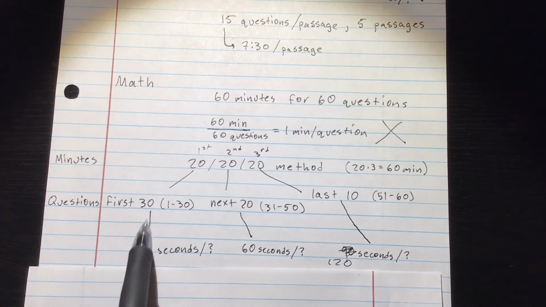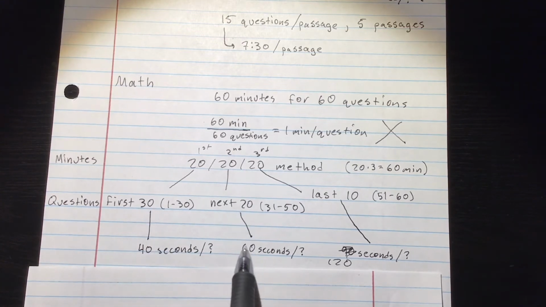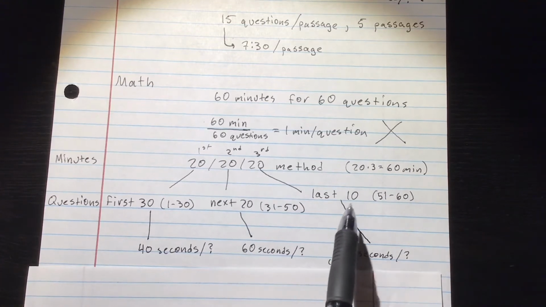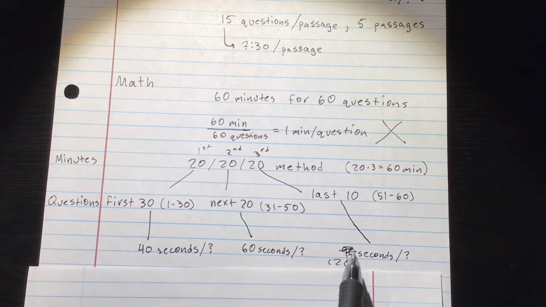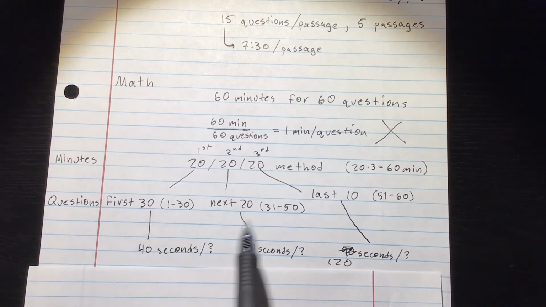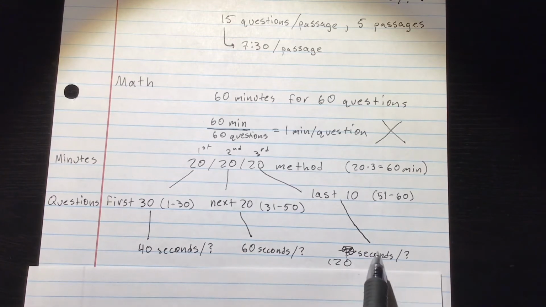So the first 30 is 40 seconds per question for each of those. So the first 30 questions you take at 40 seconds each, the next 20 questions you take at a minute each, and the last 10 questions you take at 2 minutes each. So this is twice as slow as this. This is 3 times as slow as this, but you are going to be very thankful that you are spending more time on the last 10.